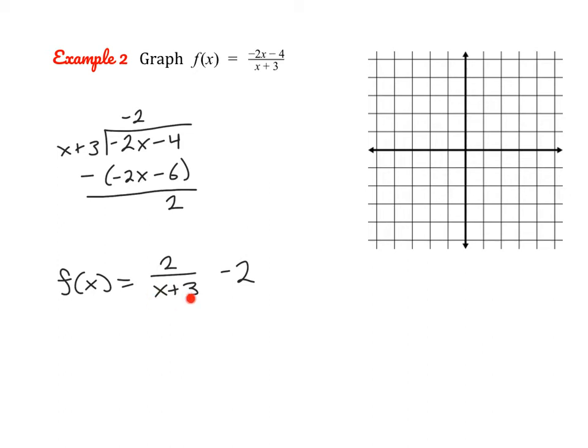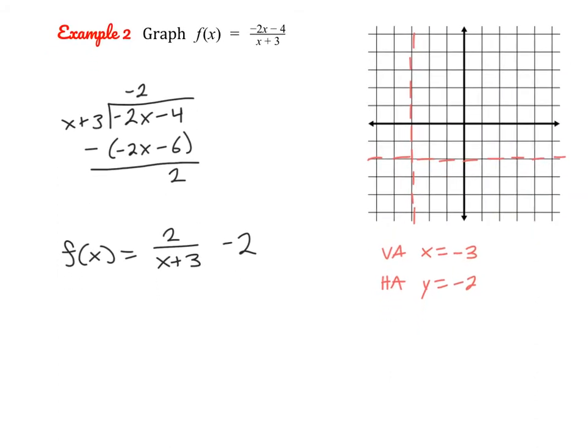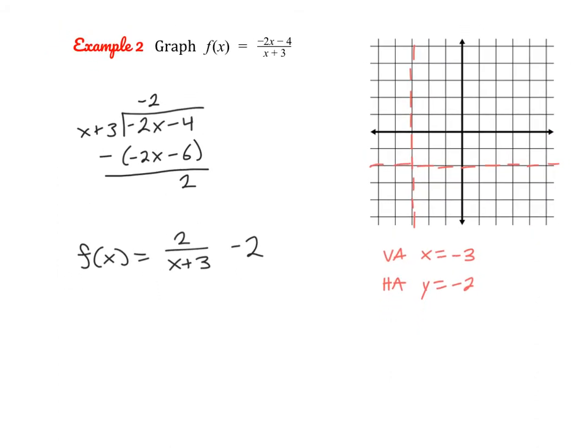Okay, so here we can see that we have a vertical asymptote at x equals negative 3. Remember, it's always at that h value. Our horizontal asymptote is going to be at y equals negative 2. That's the equation. And then we just need at least 1 point to the right and 1 point to the left of our asymptote.